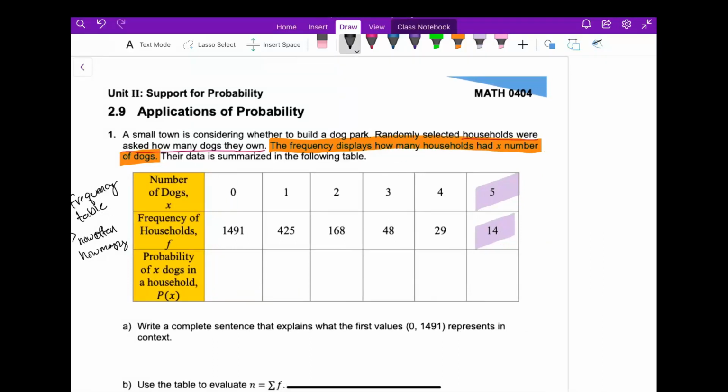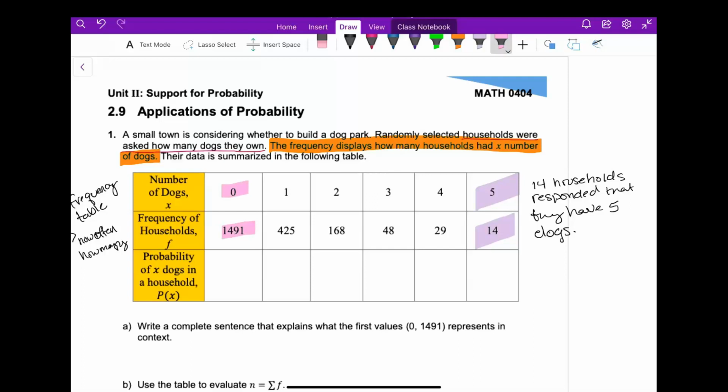So here comes my sentence. 14 households responded that they have 5 dogs. You think it's common to have 5 dogs? Not according to this frequency table, it's not that common. Out of all of the people they asked, only 14 households said they had 5 dogs. But if you look a little bit on this end, where we're looking at no dogs, that's a lot more households.